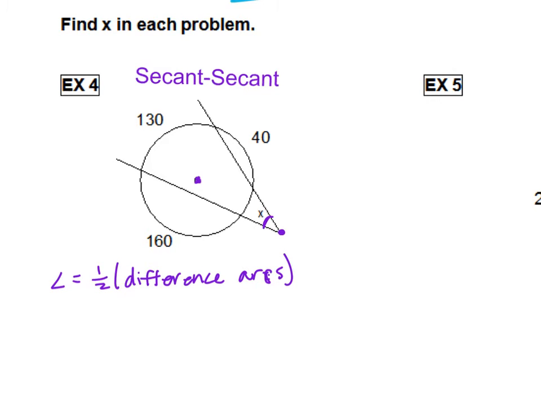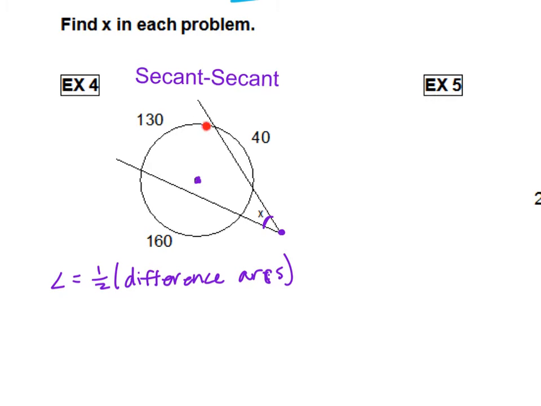So you want to use the arcs that the secants intercept on the circle. So here's one arc and then this other arc right here. If you notice, this arc on the right is formed by just one of the secants, and this arc on the left is formed by just one of the secants. So you have to use the two arcs formed by both secants like that.